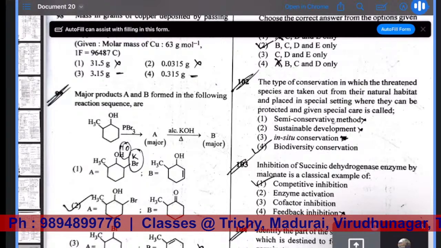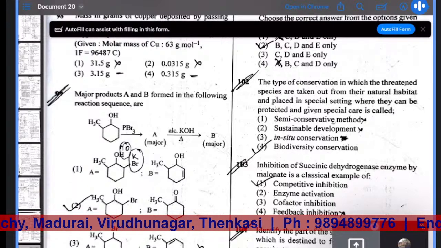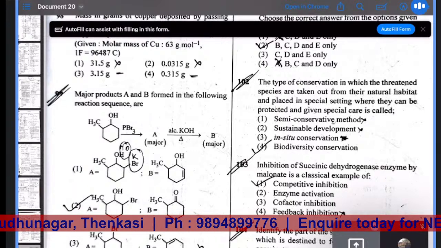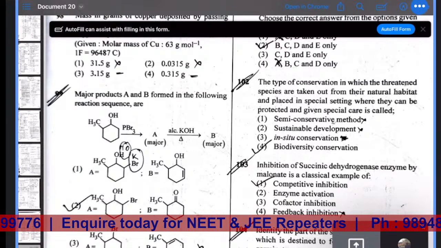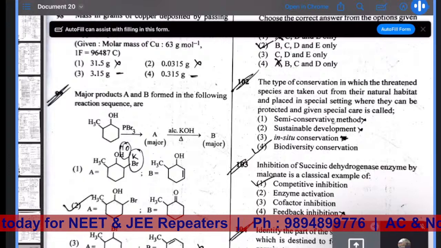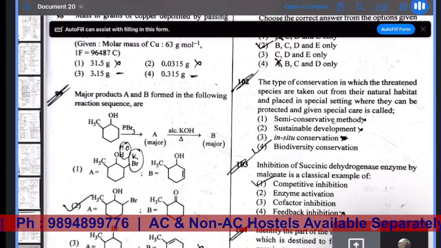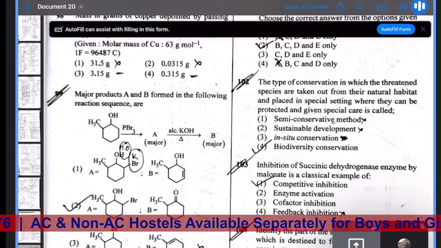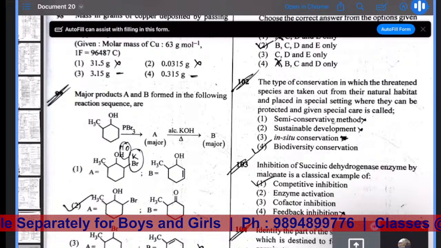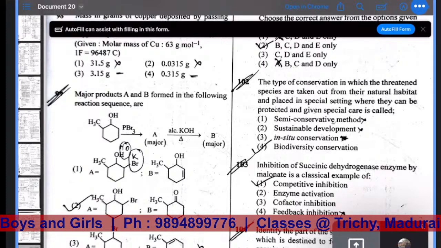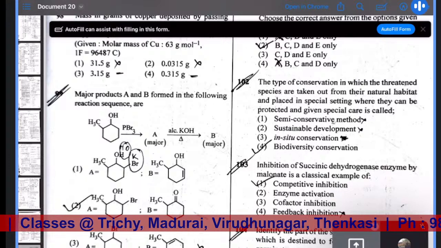So now what we have to do, you have to go for the elimination method. Option 1, semi-conservative method, is not at all related to the question. So you can eliminate option 1. Option 2, sustainable development. Again, it is also not related. Third option is in situ conservation. In situ conservation is actually on-site conservation. We are going to protect the organisms in their own natural habitat. But here the question is, we are going to take the organism away from the natural habitat and protect them in a man-made environment, right? So options 1, 2, 3 can be eliminated and the right answer is option 4, biodiversity conservation.